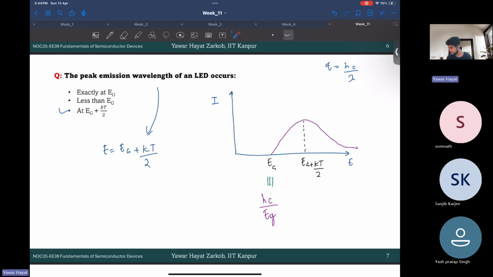Then, the peak emission wavelength of an LED occurs at E equal to Eg plus kT by 2. Your emission doesn't happen at one wavelength; it happens over a range of wavelengths. Then we have a quantity called full width half maximum. What is this quantity? This is your peak emission, right? We take half of that. Half of that would correspond to somewhere around here. If it's I naught, this would be I naught by 2. Is it fine now? Yes, sir.